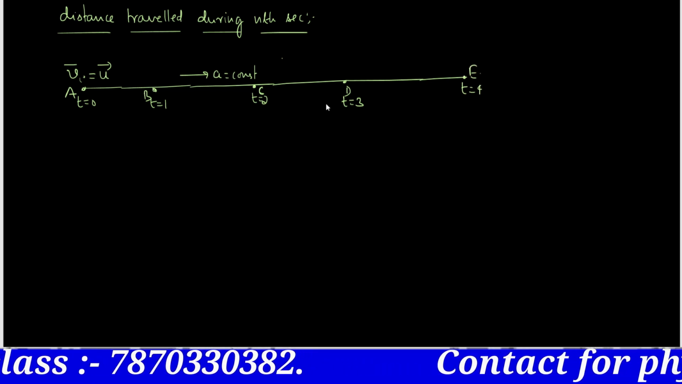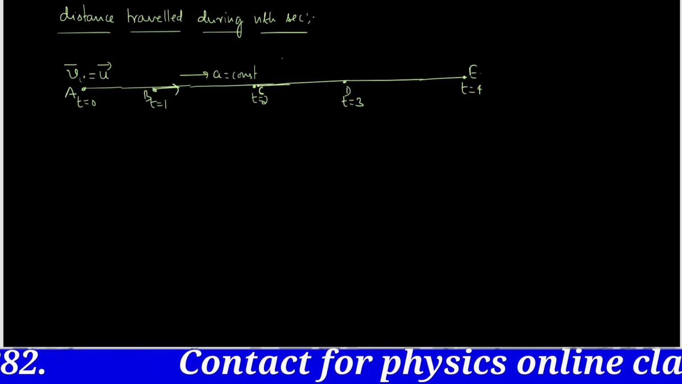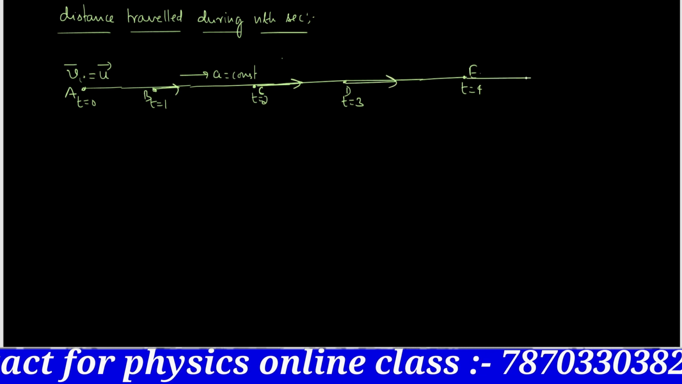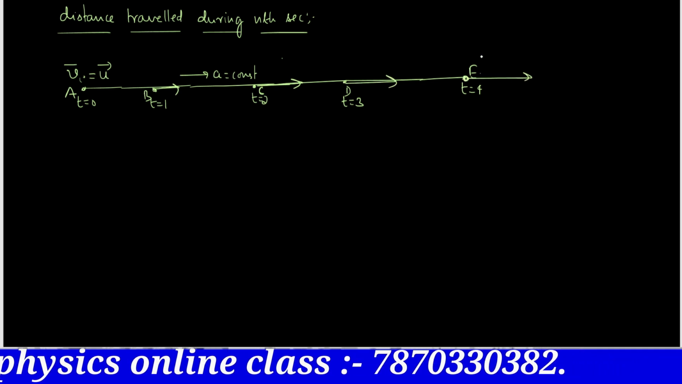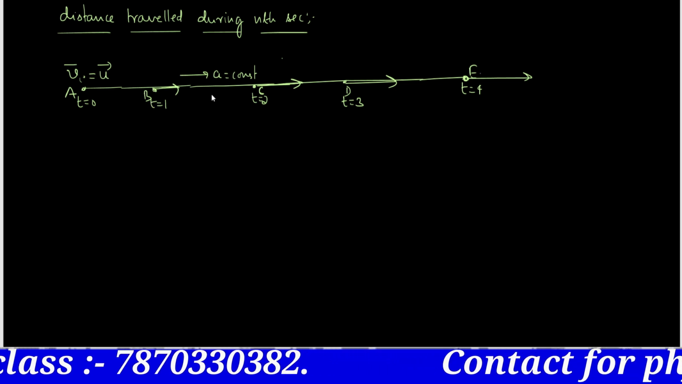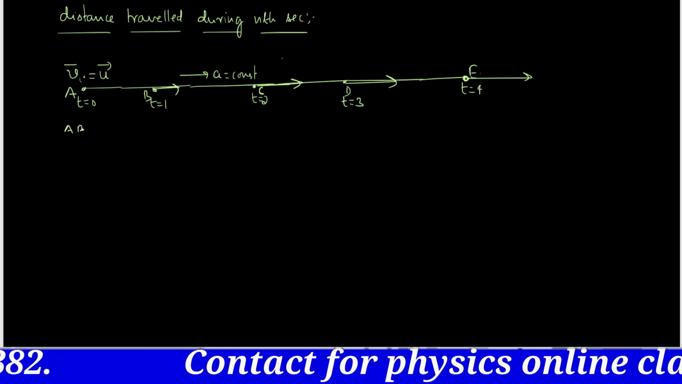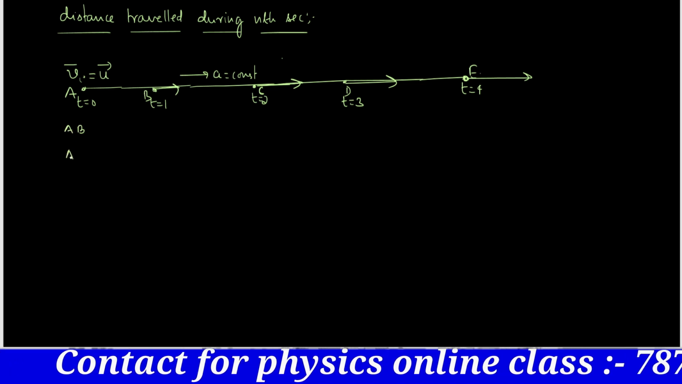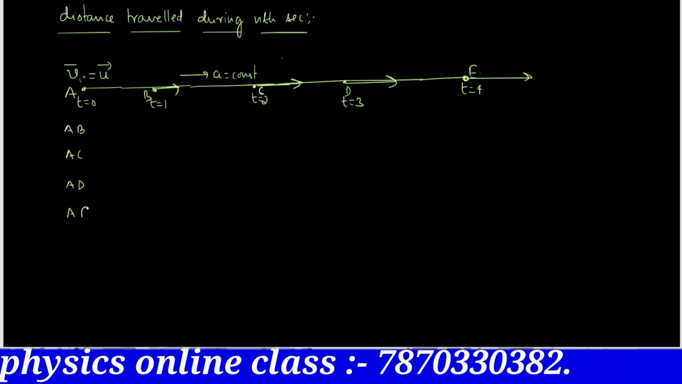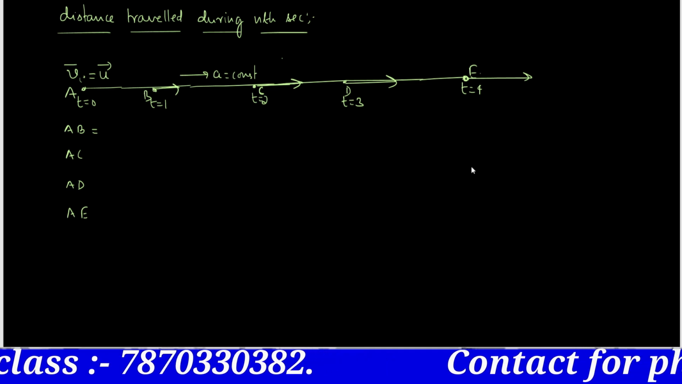Particle moving, speed increases, increases, increases. V final increases as time increases, right? Yes, because the acceleration is constant. AB, AC, AD, and AE. What can you think about AB? Please tell me. What is AB?